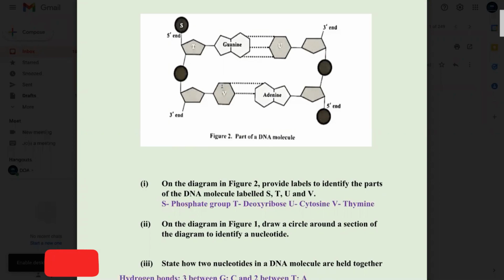So since we know this, we can therefore go ahead and draw the circle around a section of the nucleotide.